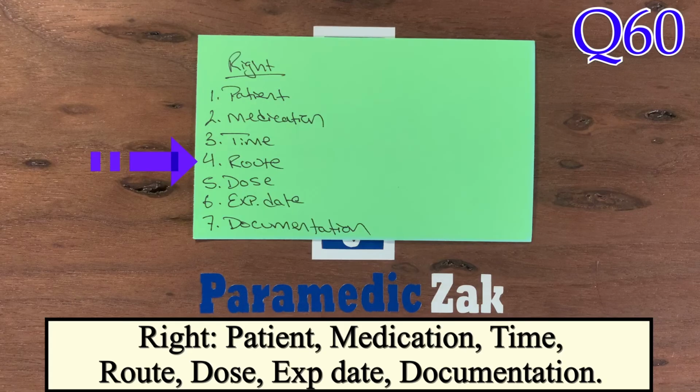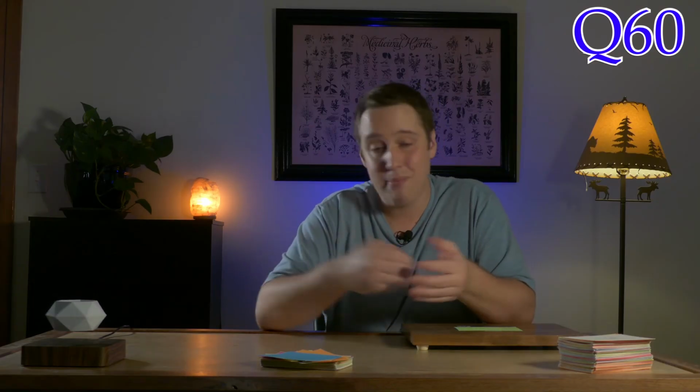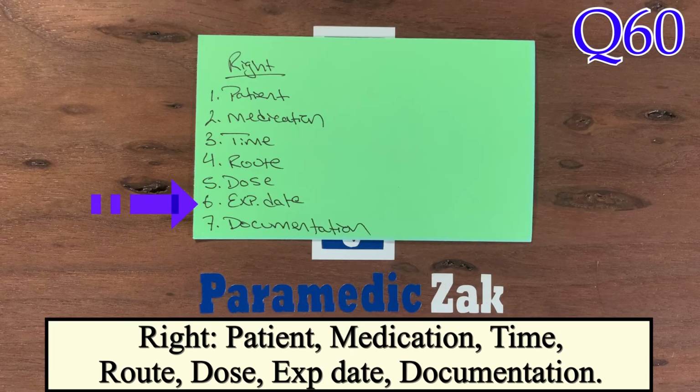Fourth is the proper route. That is, you're giving your medication through the proper route. For example, you're not giving your asthmatic patient 2 grams of magnesium sulfate intranasally. Number 5 is the right dose. So make sure you're not underdosing or overdosing your patient, and make sure you're using the proper dose when the medication is weight-based. Number 6 on the list is making sure that your medication is not expired. And number 7 is proper documentation. That is, making sure that you've written down when the medication was given, how much of the medication was given, and how it was given.